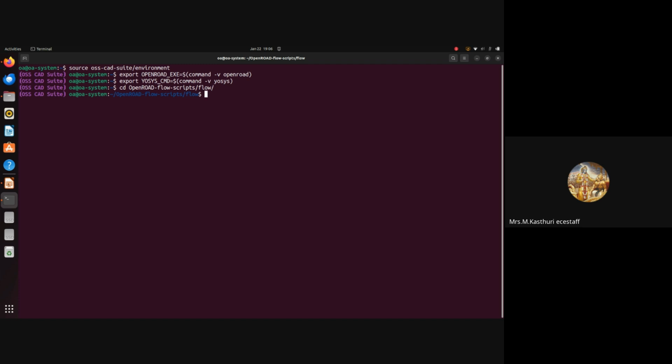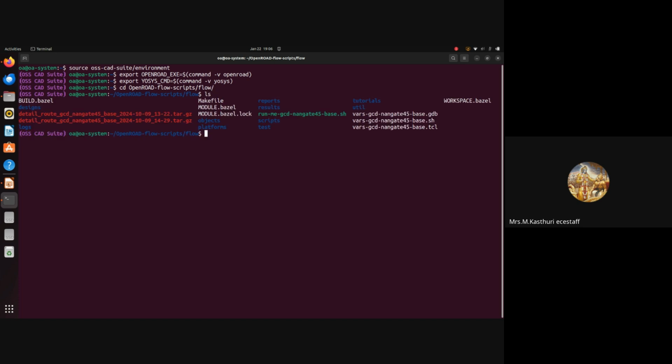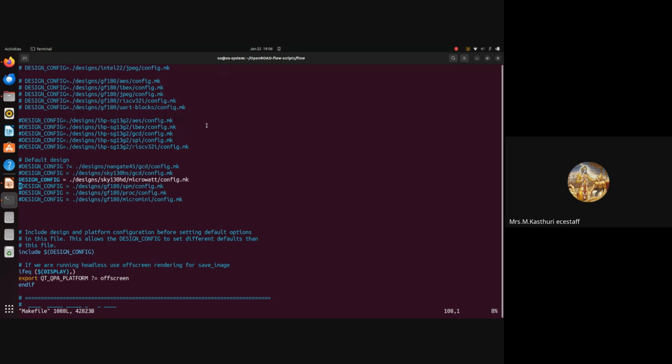This is the OpenROAD flow directory. Inside this directory only, our designs will be there. In the Makefile only, the designs, the RTL code that we have written, will be there. Using the command vi Makefile, we can open the Makefile.